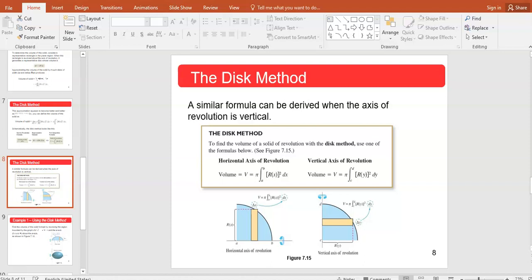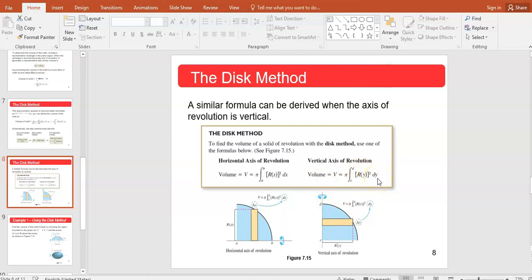Okay, I'm going to do 7.2 in two parts. Part 1 will be the disk method. In this case, we're going to find a volume given a function that is rotating. If we have the function and it's rotating about the x-axis, like in this case, with the arrow rotating this way, we're going to do it in terms of x. If it's rotating about the y-axis or in that direction, it's going to be in terms of y.